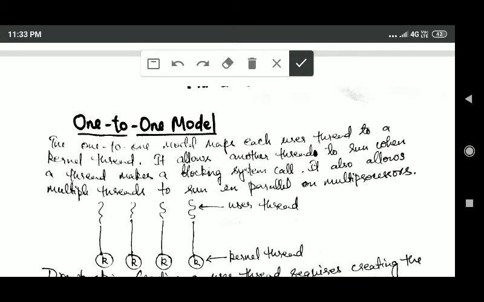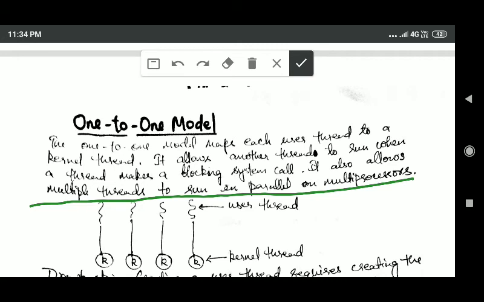The one-to-one model allows another thread to run when a thread makes a blocking system call. So what happens in the one-to-one model? If a thread makes a blocking system call, then another thread is allowed to run. The one-to-one model also allows multiple threads to run in parallel on multiprocessors.